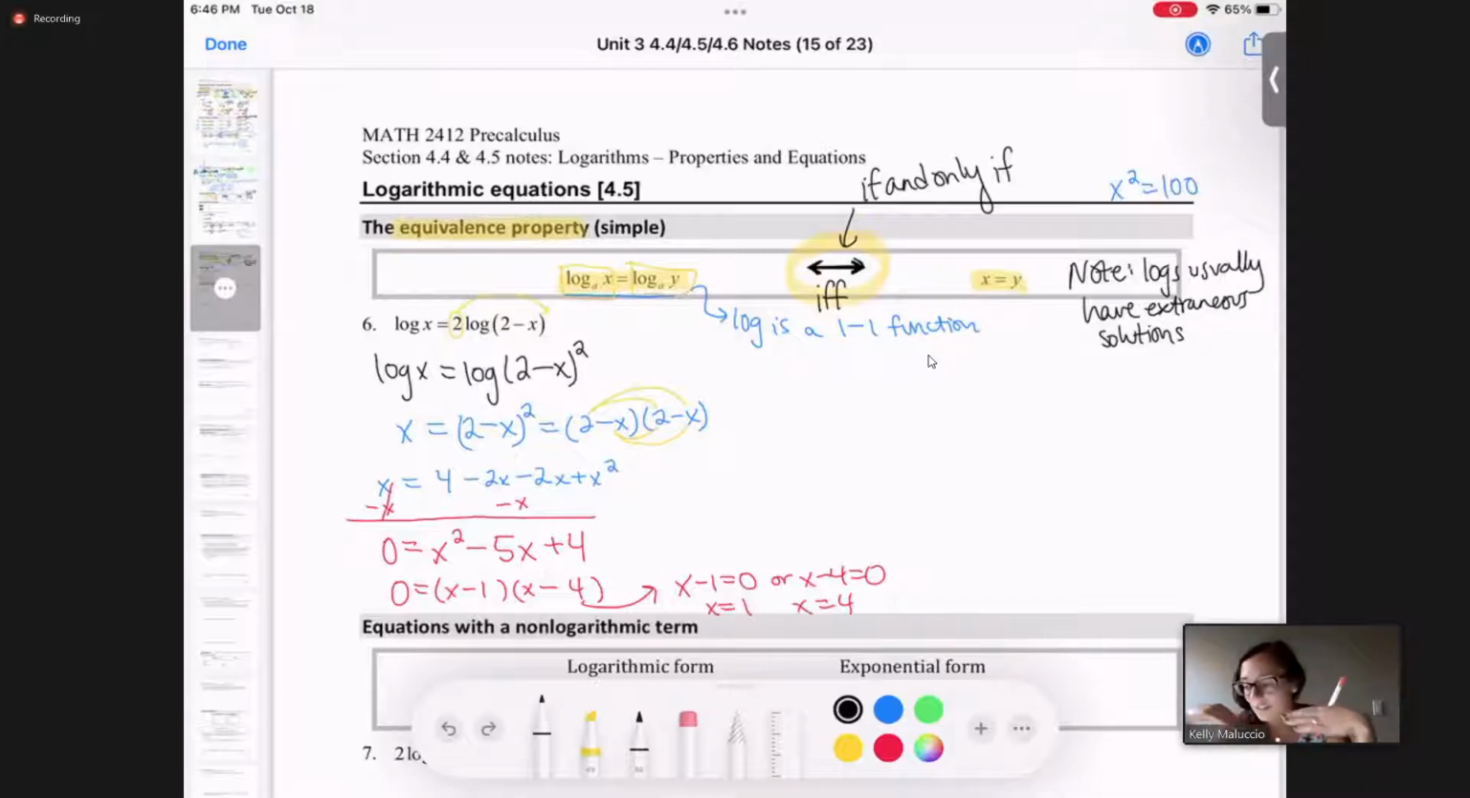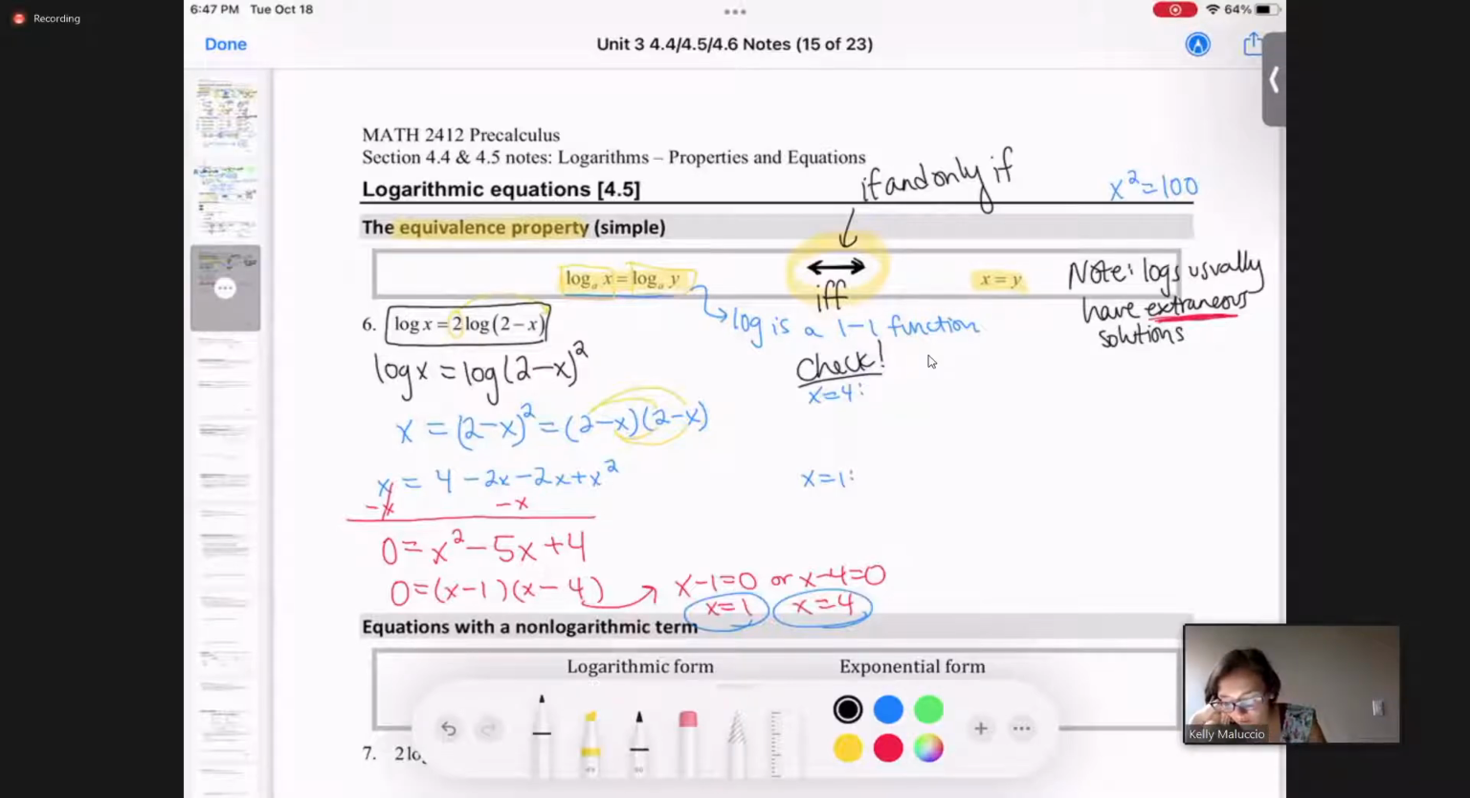Because 98% of the time, they're extraneous solutions, right? The way we check is we say, here are my two answers: x equals 4 and x equals 1. So test them. This is our check. We take our original log equation. You can take the original or the one we rewrote, and we just see if this is true.